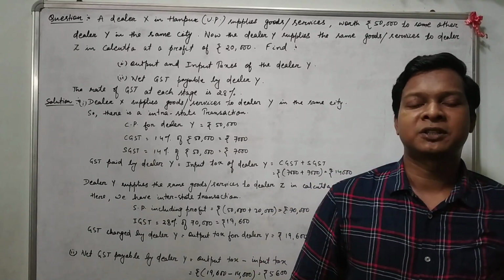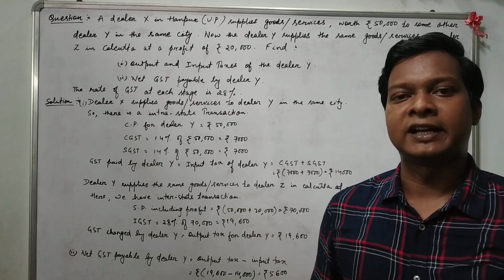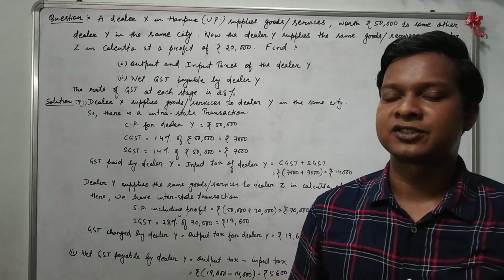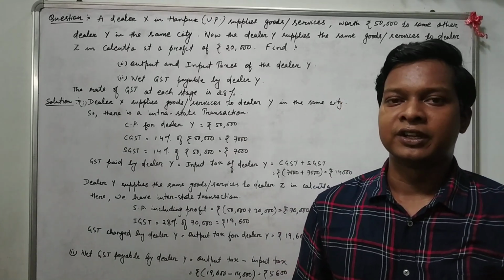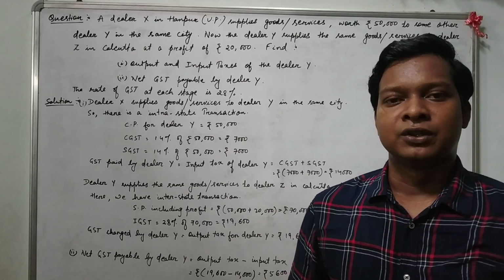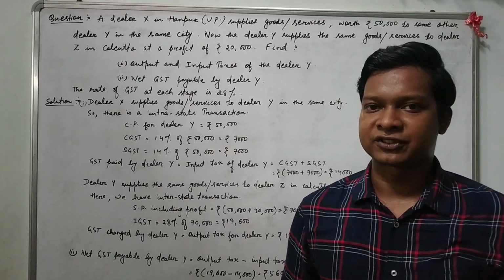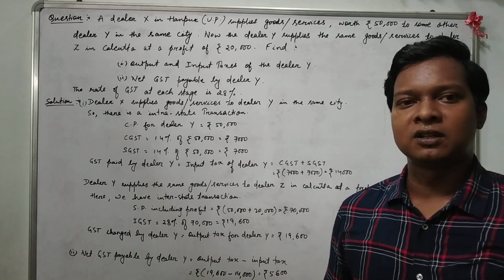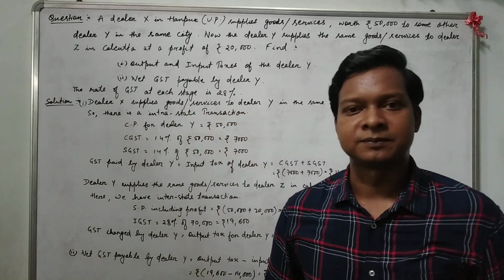So, welcome back students. Until now, you have learnt on GST that interstate transaction is there, intrastate transaction is there. In interstate transaction, we have IGST. In intrastate transaction, we have CGST and SGST. And moreover, you have learned input tax credit. So now, let us see one example how to find out the net GST payable by any dealer.